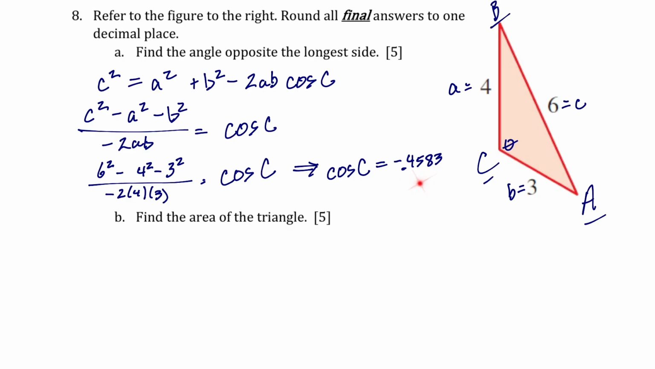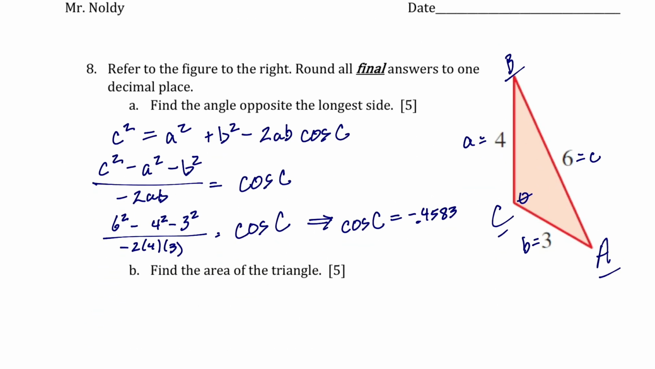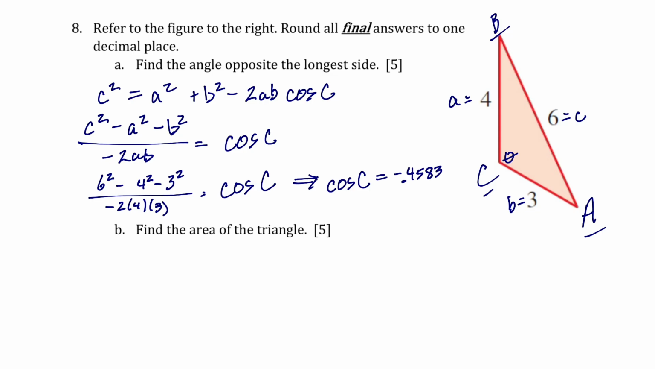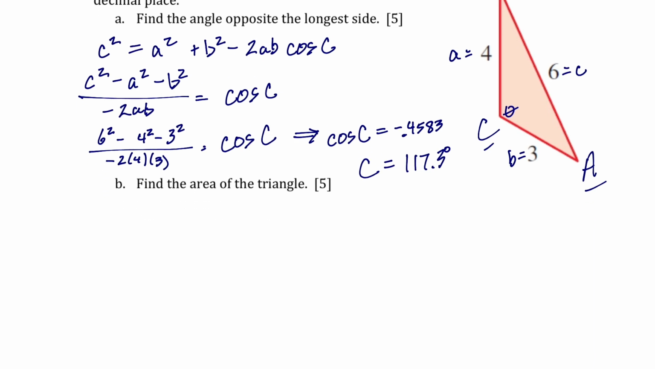In that last one, the answer I got was positive. So that told me that the other angle was going to be acute. This being negative tells me that this is going to be obtuse. So when I take the inverse cosine of C, I end up with 117.3 degrees.